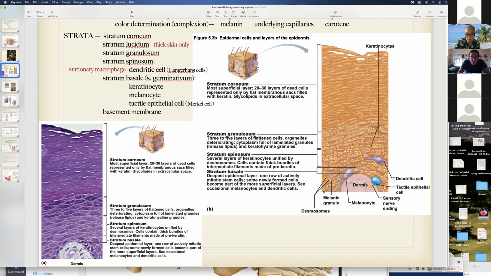And those granules in here would be taken, covering their nuclei to protect themselves from ultraviolet radiation.